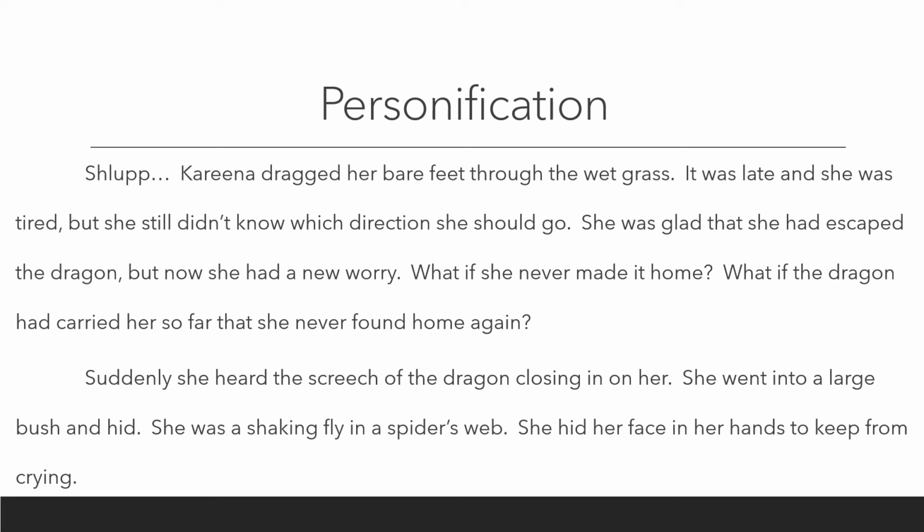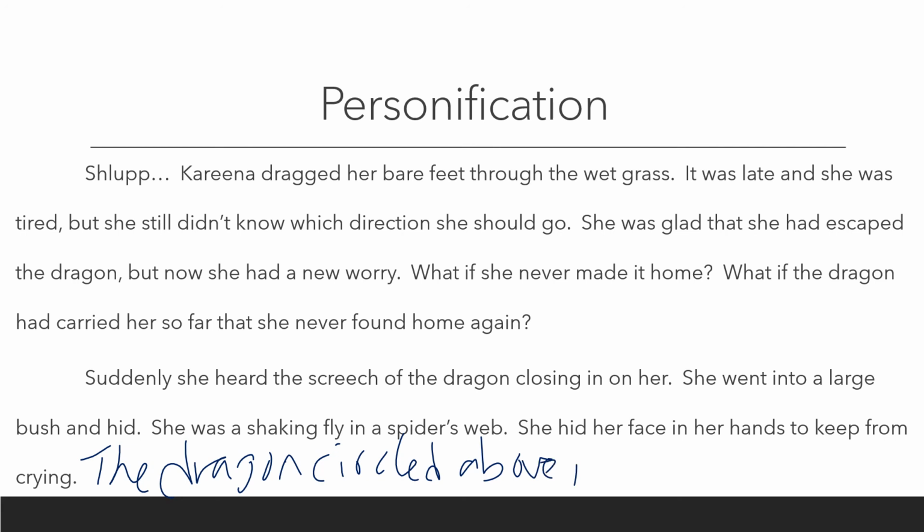Ooh, I know. I'm going to add what's happening next. I'm going to have the dragon circle above and taunt her with his screeches, daring her to come out. That's not something an animal could really do, dare you to do things, but it does make it seem scarier. The dragon circled above, daring her to come out.